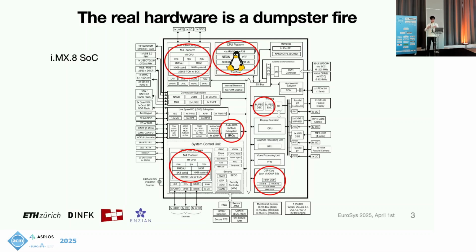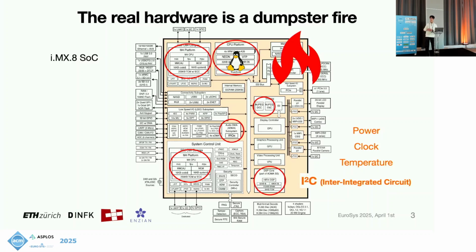And this level of complexity is true for computers as small as a system on chip and as large as servers. To build reliable system software, we need to understand the interaction of all these components. And this is what my group is doing to put out the hardware dumpster fire. Among them, there's one important network that controls the power, clock, and temperature of all these components. And this network runs I2C, inter-integrated circuits.